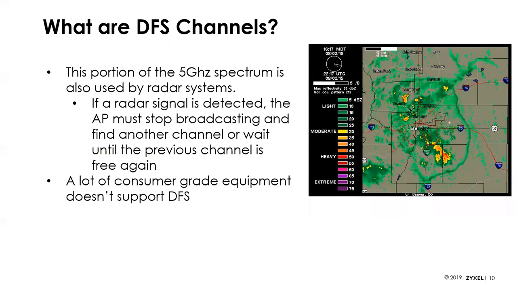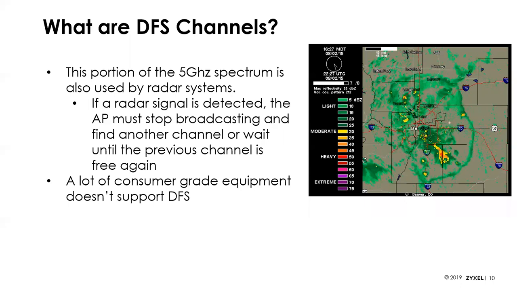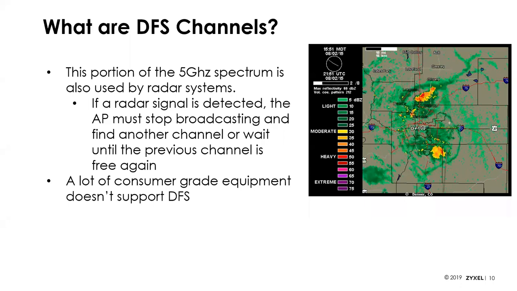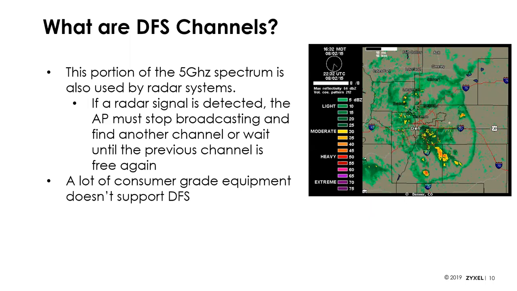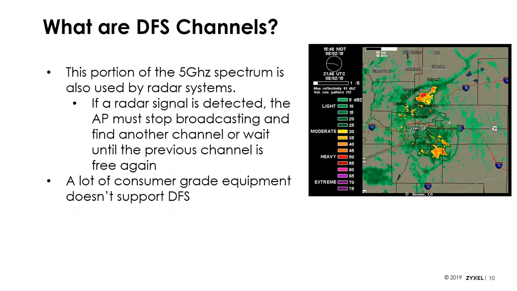Basically, before your AP can broadcast on this channel, it has to listen and verify the channel is not currently being used. And then it can broadcast on it once it's determined that. And then if it detects a legacy device using that spectrum, it then has to turn off the AP temporarily and either wait for that channel to open up again or switch to another channel.